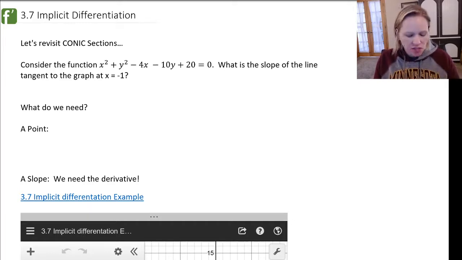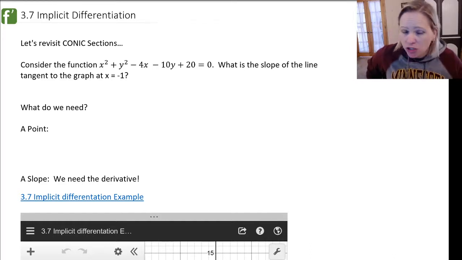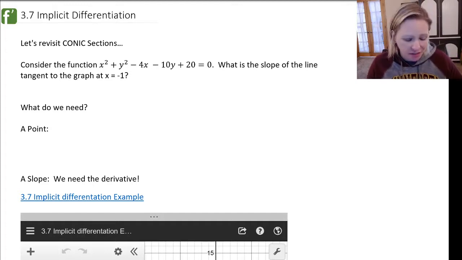Now, each of these conic sections have their own features, but what I want you to remember about them is that the graph looks like the problem that we have here on the screen, x squared plus y squared minus 4x minus 10y plus 20 equals 0. And most of the time these conic sections are not functions. So for example, a circle or an ellipse or a parabola on its side would not be considered functions because for each input you don't have exactly one output.